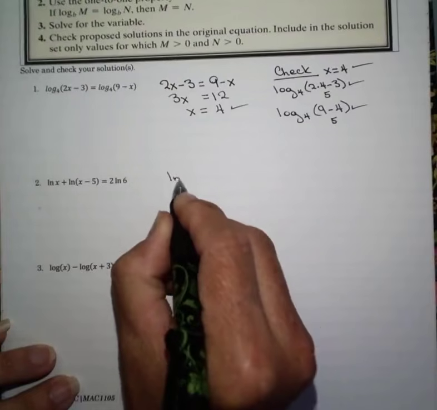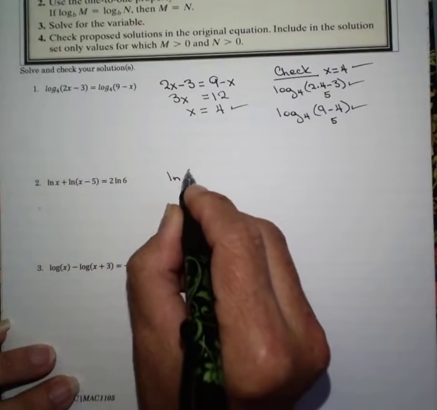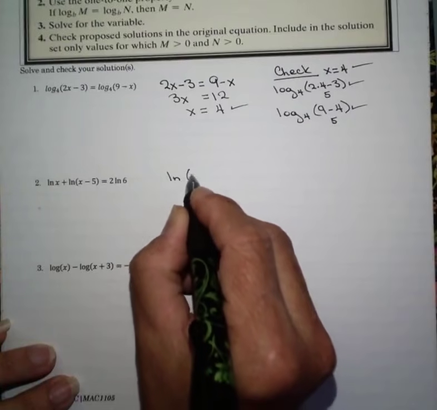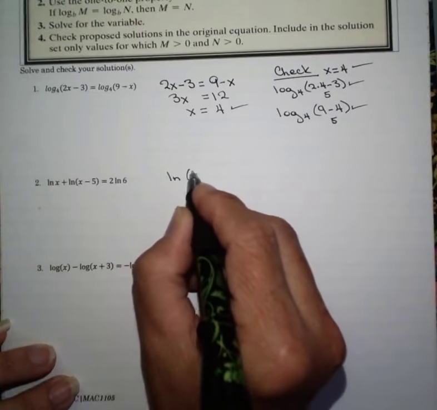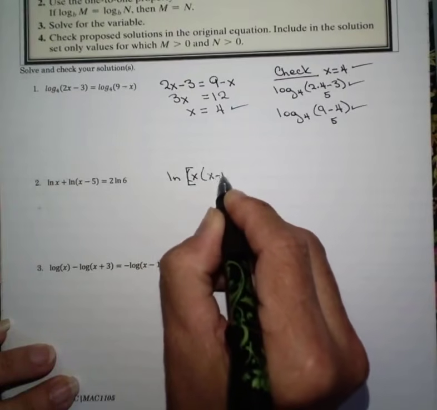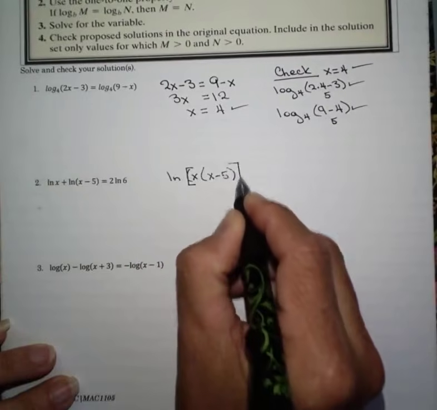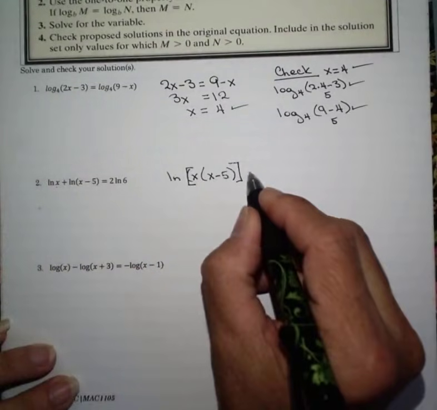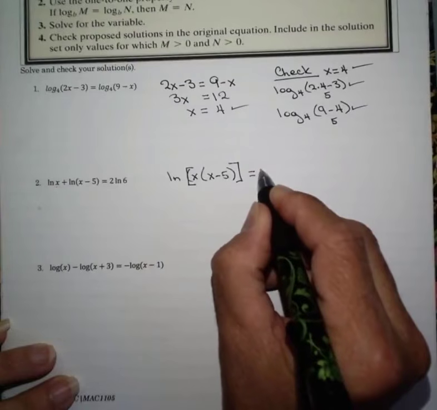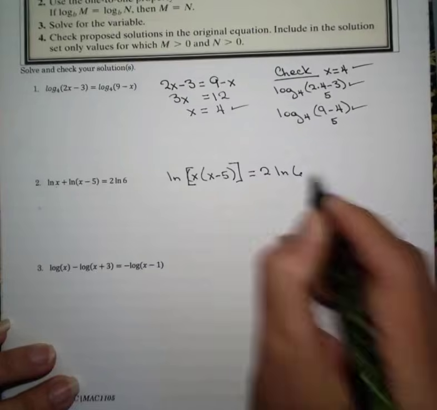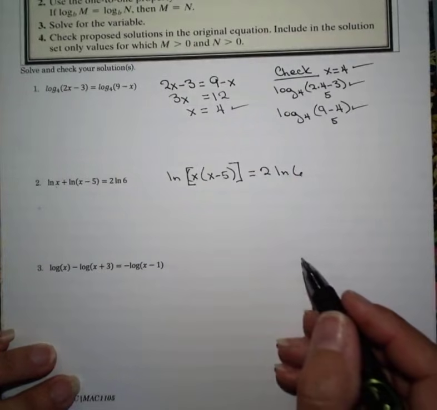So I'll say the natural log. This is really the same as the natural log of x times x minus 5. I'm just multiplying the log arguments together, because they're added, that means the same as multiplication. And I'm not going to do anything over here to this side. Just the 2 times the natural log of 6.